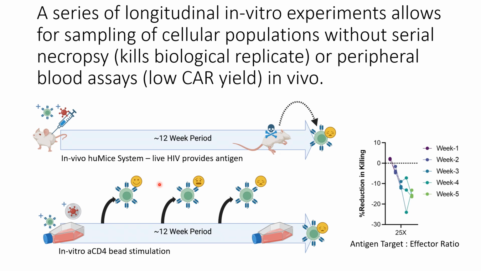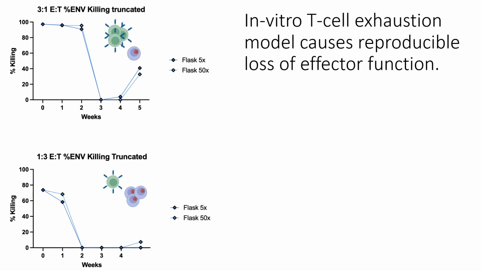You're losing more power over time, and there's a lot of heterogeneity between the mice. What you get to do in an in vitro bead stimulation is, because this is a flask, you can just draw a little bit of cells, sample them for your functional assays, and continue to culture it. And we like to think of this as a homogeneous medium, but I understand that it's not fully that way.